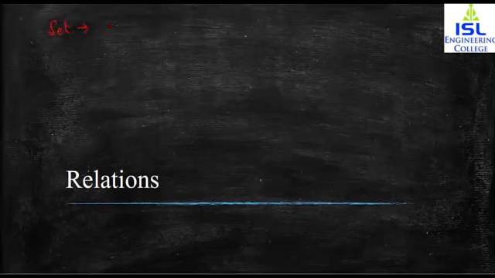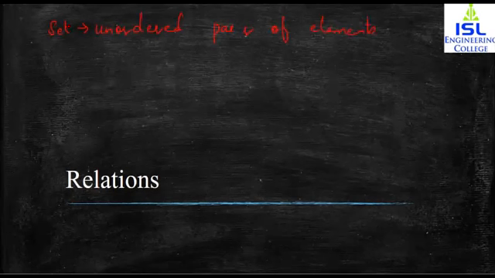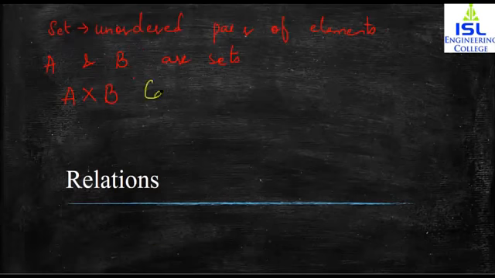A set is basically an unordered collection of elements. Whenever you have two sets A and B that contain some elements, then we have something known as the Cartesian product A cross B. These A and B are sets, while A cross B is the Cartesian product.